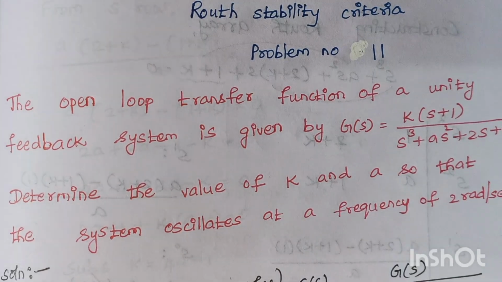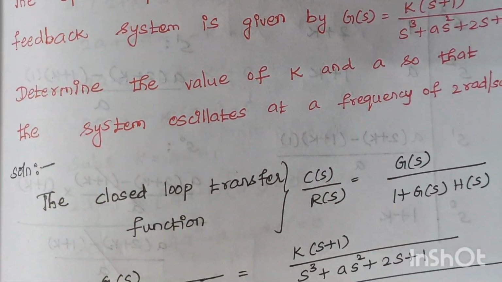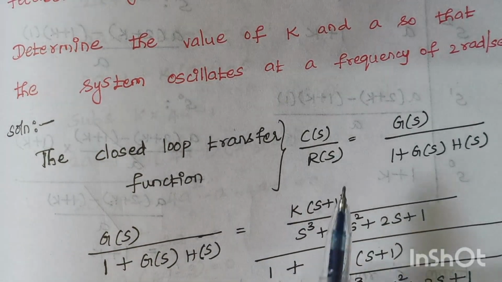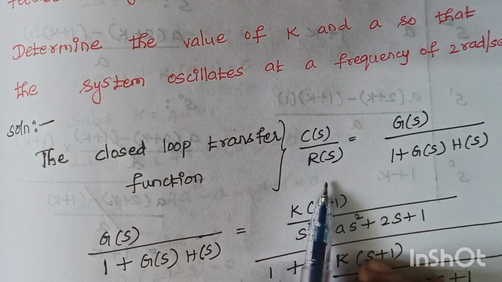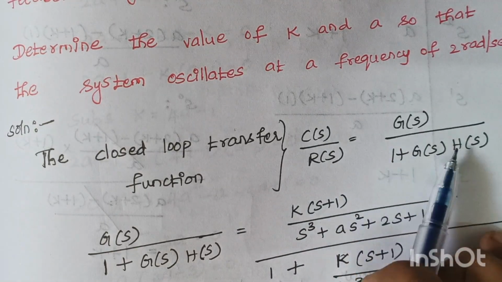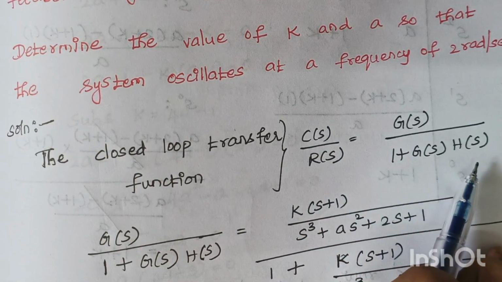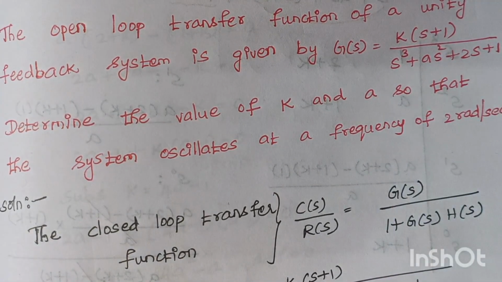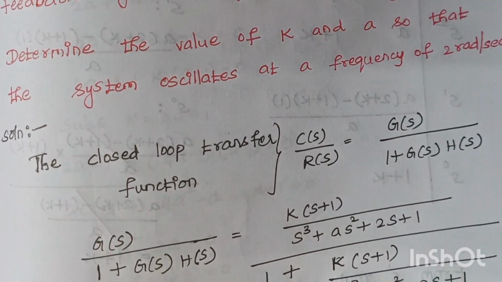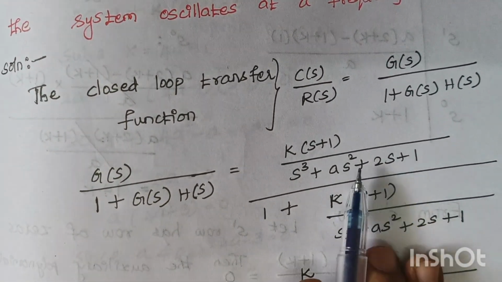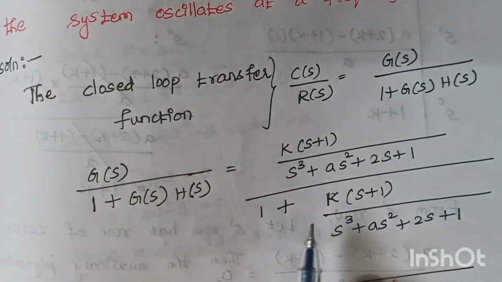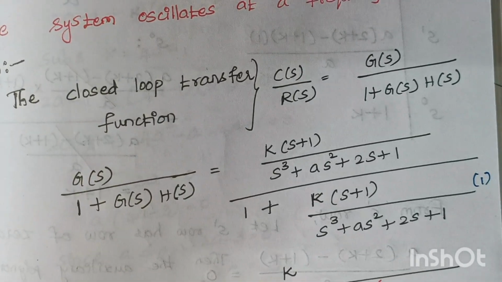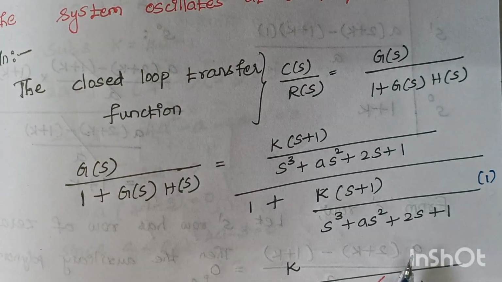Right. So, the first step is we are going to calculate the closed loop transfer function. So the closed loop transfer function is given by the expression C of s by R of s is equal to G of s divided by 1 plus G of s into H of s. Here the G of s value is given in the problem, so we can directly substitute here. When you substitute, this is our G of s divided by 1 plus G of s into, here the value of H of s is 1 because the type of feedback is unity feedback system.